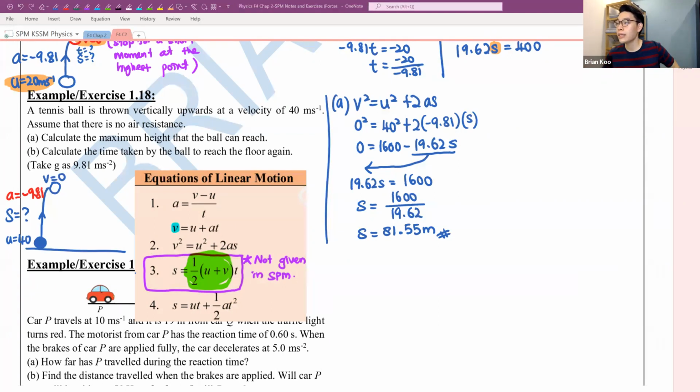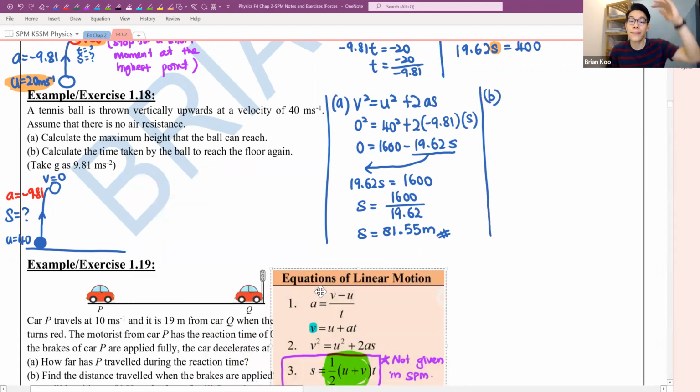And then part B, calculate the time taken by the ball to reach the floor again. So this time, remember, I cannot straight away calculate the time going up and then coming down, because I need to treat them as separate scenarios. First part, I analyze first, and then second part, I analyze later. So let's look at the first part first. Remember why acceleration is different? It's not in the same system here. We have to treat it as two different questions. We can split up the motion.